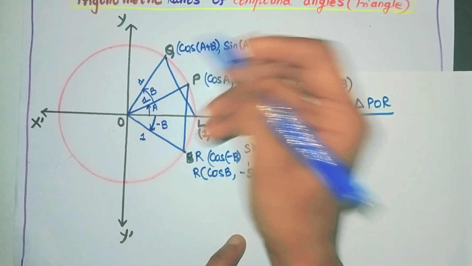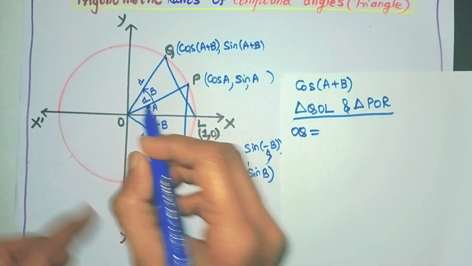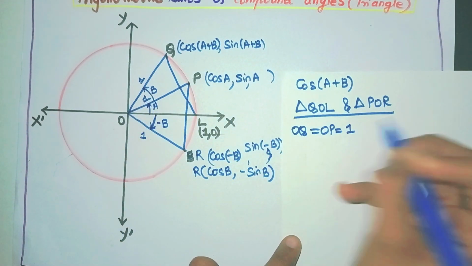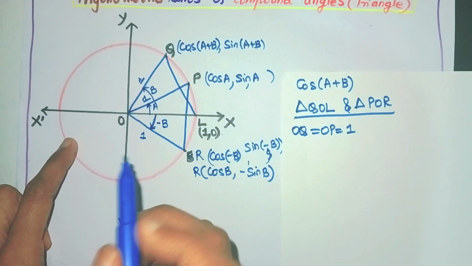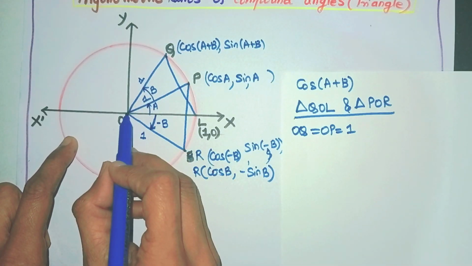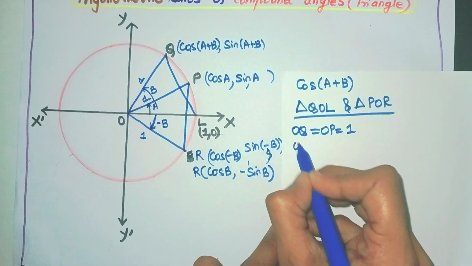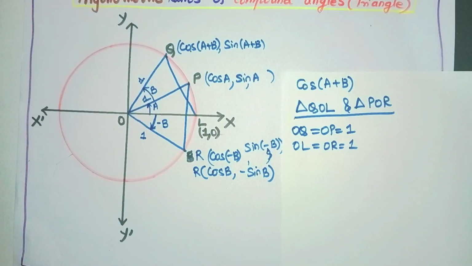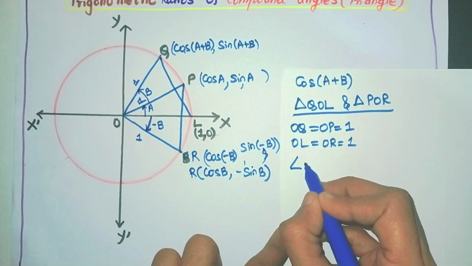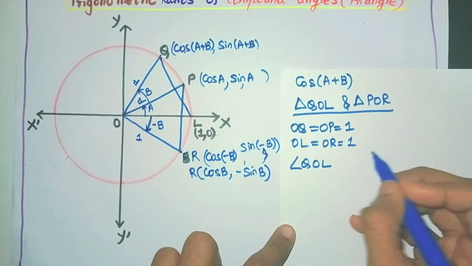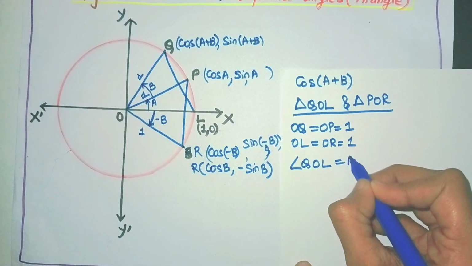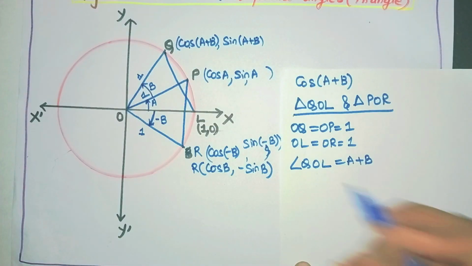Now friends, did you notice OQ over here is equal to OP in this triangle? Why? Because it's the radius. In the same way, look at OL over here. OL is equal to OR, which is again 1 unit. Now let's consider this angle QOL. What is this angle? Yes, it is A plus B.